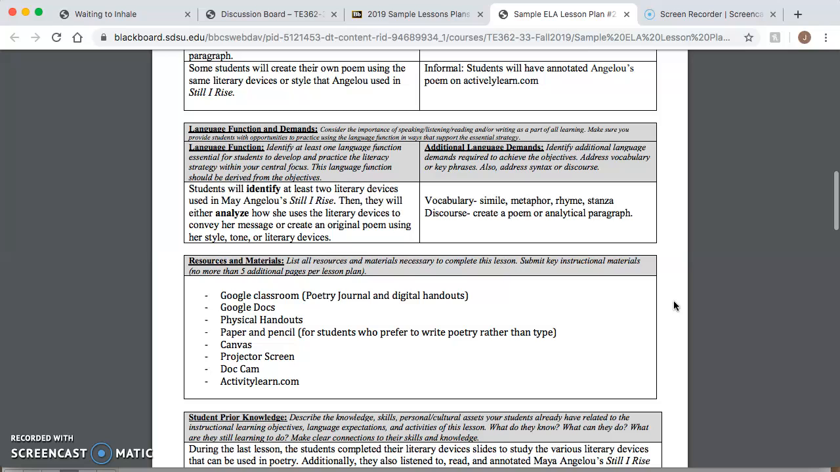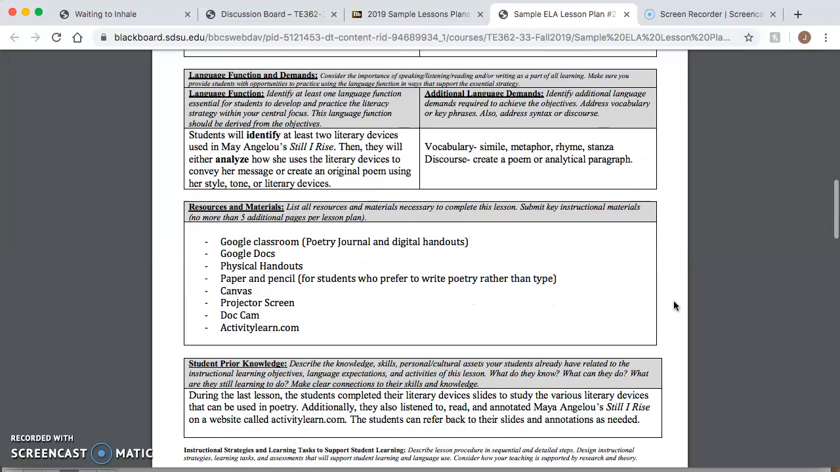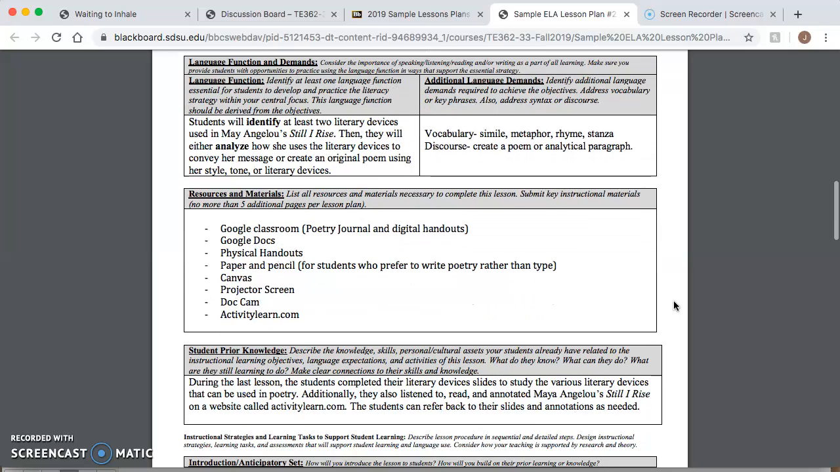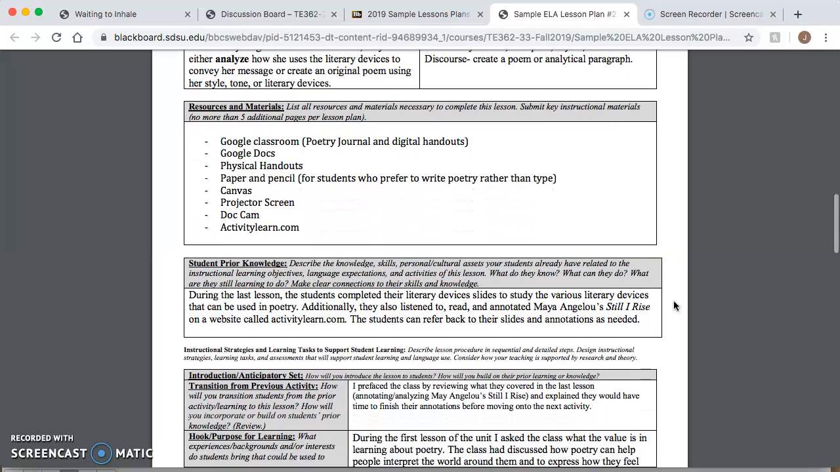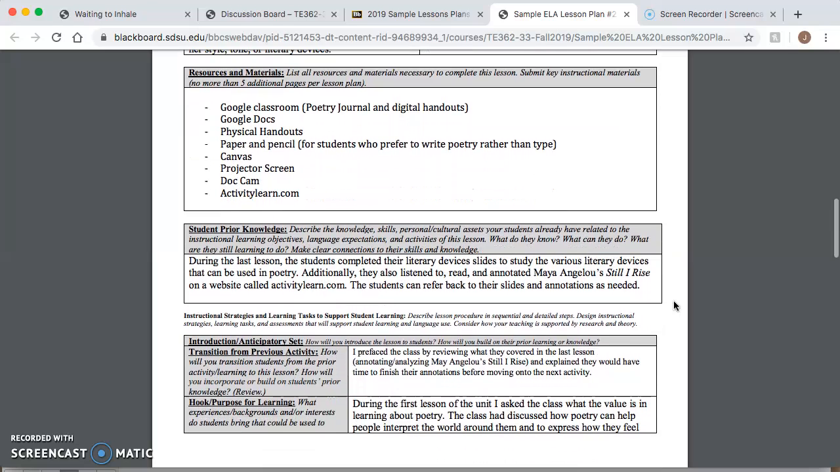And so for the additional language demands, we also want to understand what is the necessary vocabulary for our students to be able to understand and not be met with frustration as they progress through the lesson plan. And moving on to the resources and materials is pretty straightforward. It's basically everything that you're going to be needing in order to carry out this lesson plan effectively in your classroom.